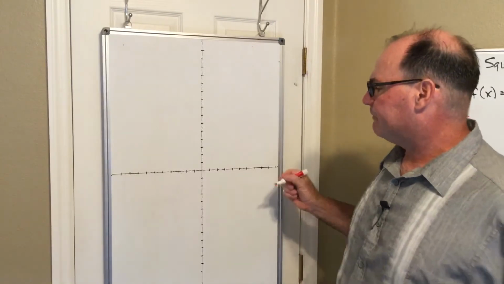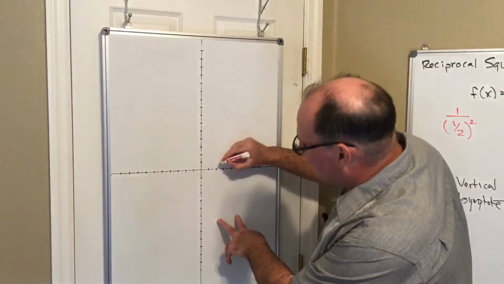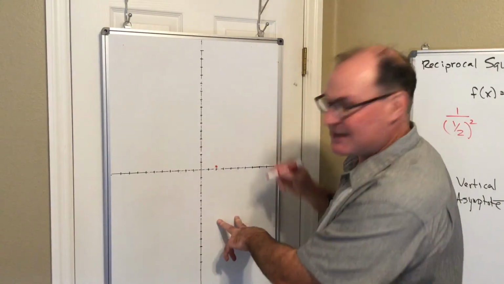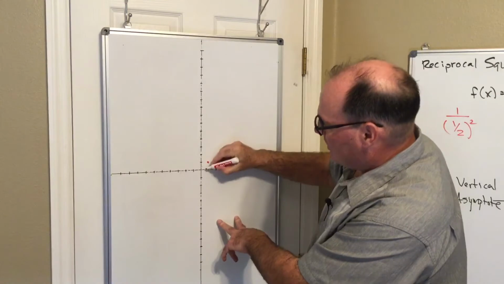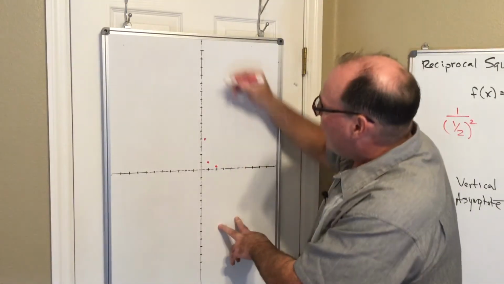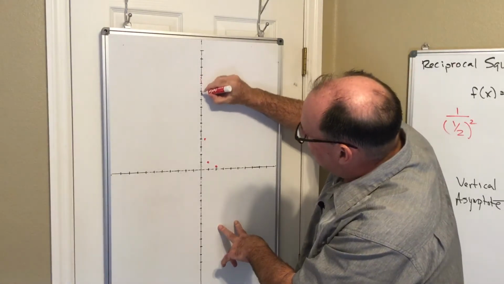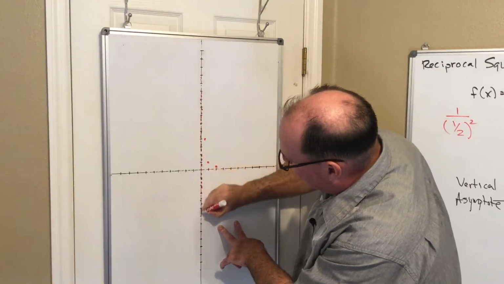So once again, when I come over here, when I put 2 in, I get 1/4. So I'm just going to do a dot that's pretty close to the x-axis. When I put 1 in, I get 1. And when I put a half in, I get 4. So you can see that goes up very fast. I've got a vertical asymptote here right in the middle along the y-axis. So I'm going to make a nice cute dotted line here.